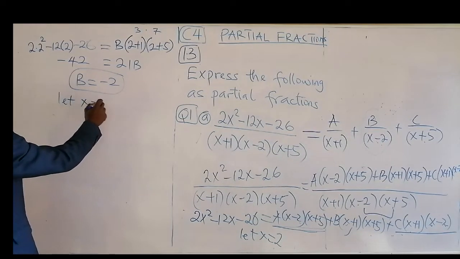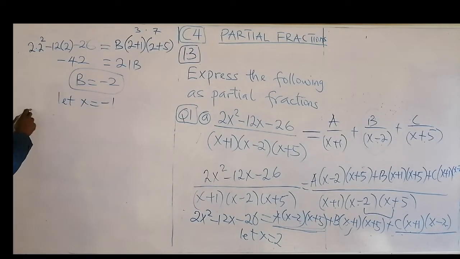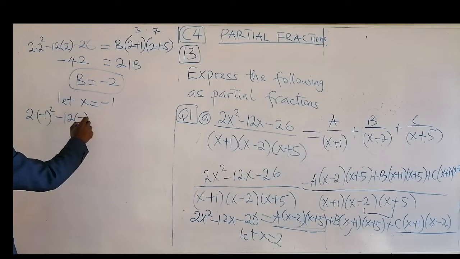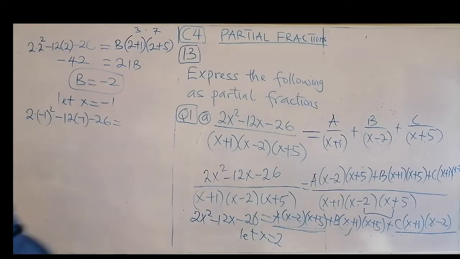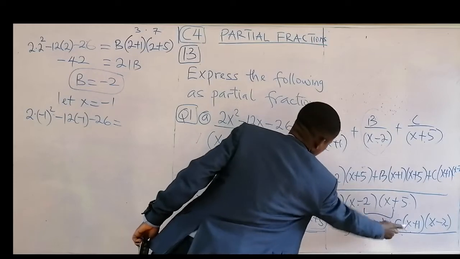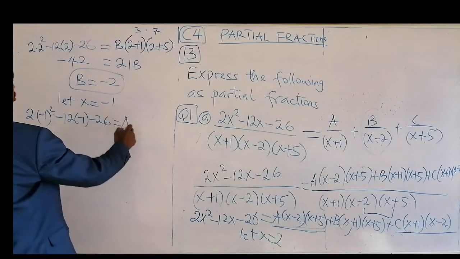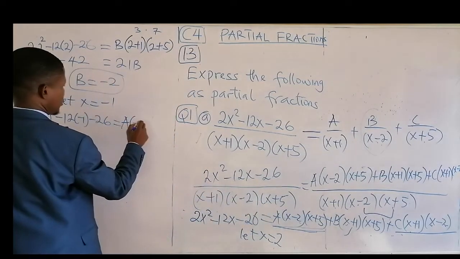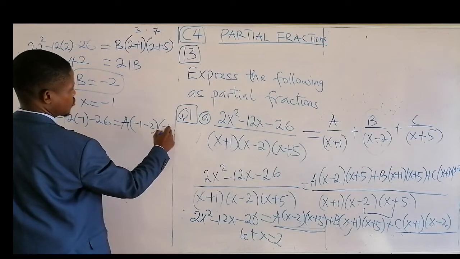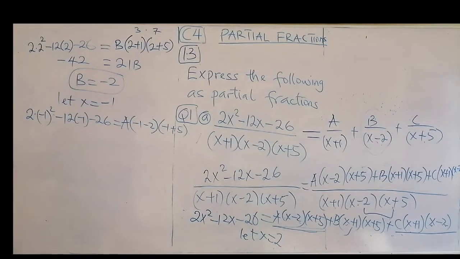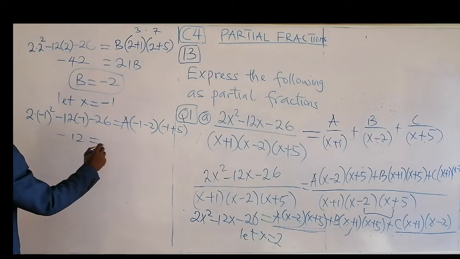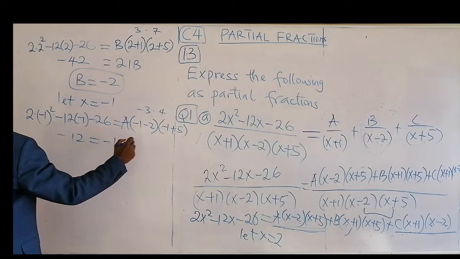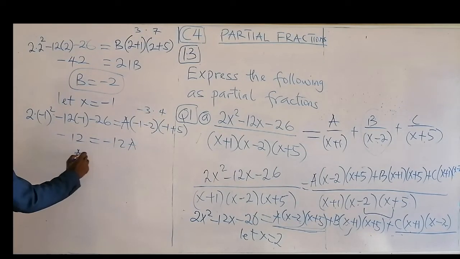So B is minus 2. Let x be equal to minus 1. So we have 2 times minus 1 squared minus 12 times minus 1 minus 26 equal to, this part we cancel, it becomes 0. This part also becomes 0. So we can get the A, which will be equal to what? This one is minus 1 minus 2, and then minus 1 plus 5. So we have minus 12 here equal to, this is minus 3 times 4. So that's minus 12A. So A is 1.